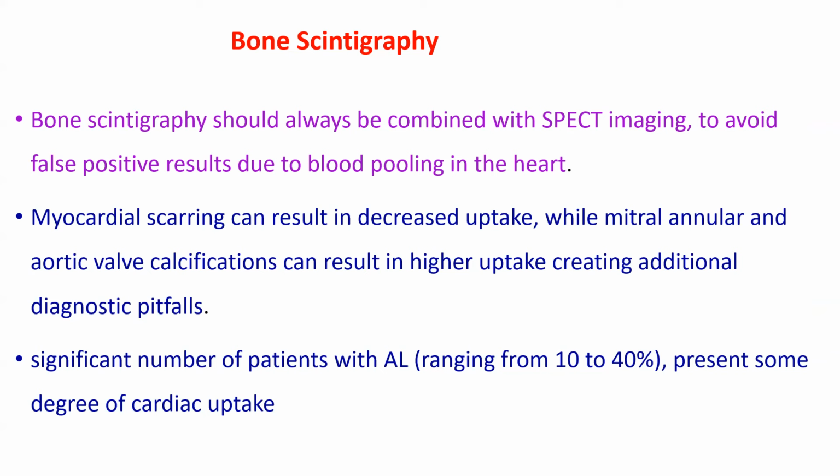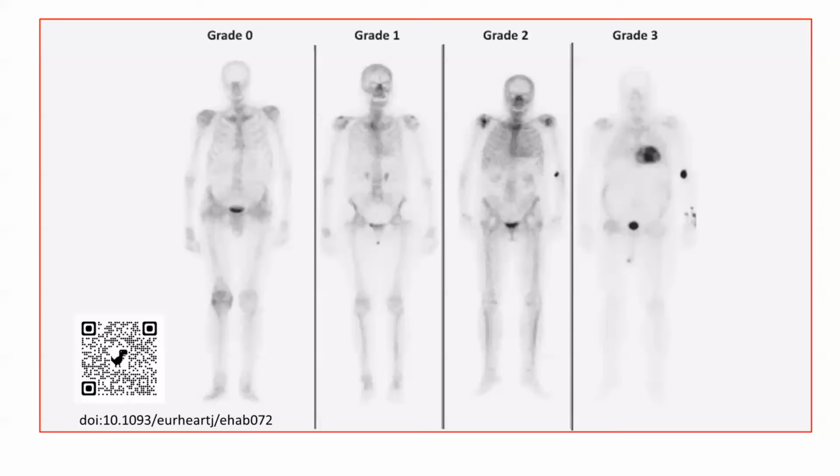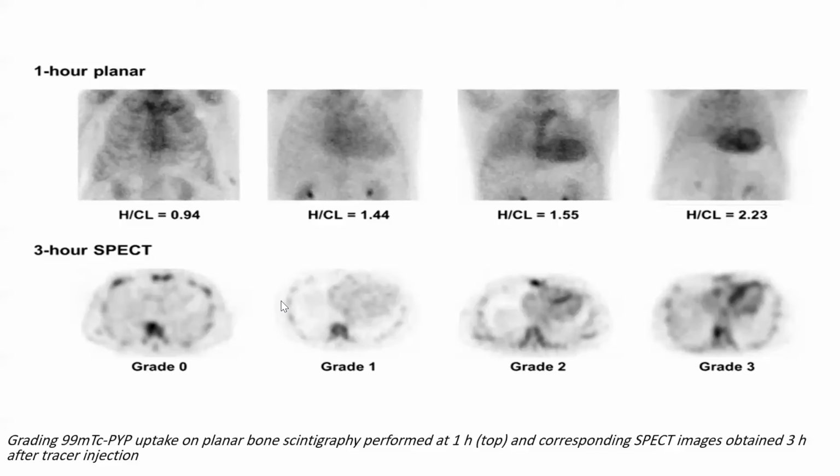A significant number of patients with AL, ranging from 10 to 40%, present some degree of cardiac uptake. So this is an example of scintigraphy, where this is stage 0, and this is stage 1, stage 2, and stage 3 cardiomyopathy. And this again shows the difference between this and SPECT, and also there is a comparison with the contralateral lung tissue, as indicated by the heart to contralateral lung ratio.